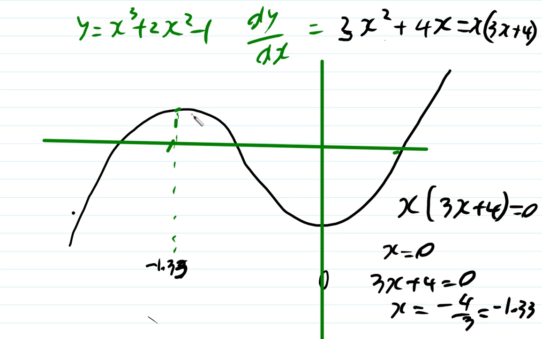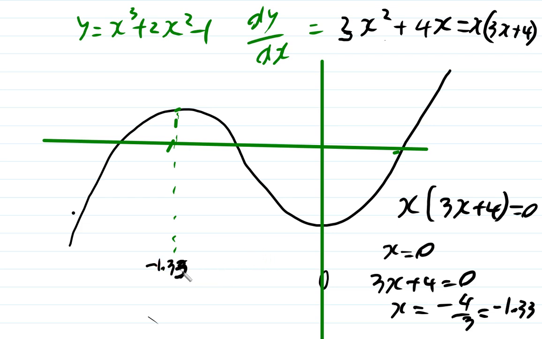So if you want to find where the gradient of a curve is 0, you're going to find the stationary points. Differentiate the function to find the gradient function. Where it will be 0, equate it to 0 and solve for x. Those values of x are the values where the gradient will be 0.